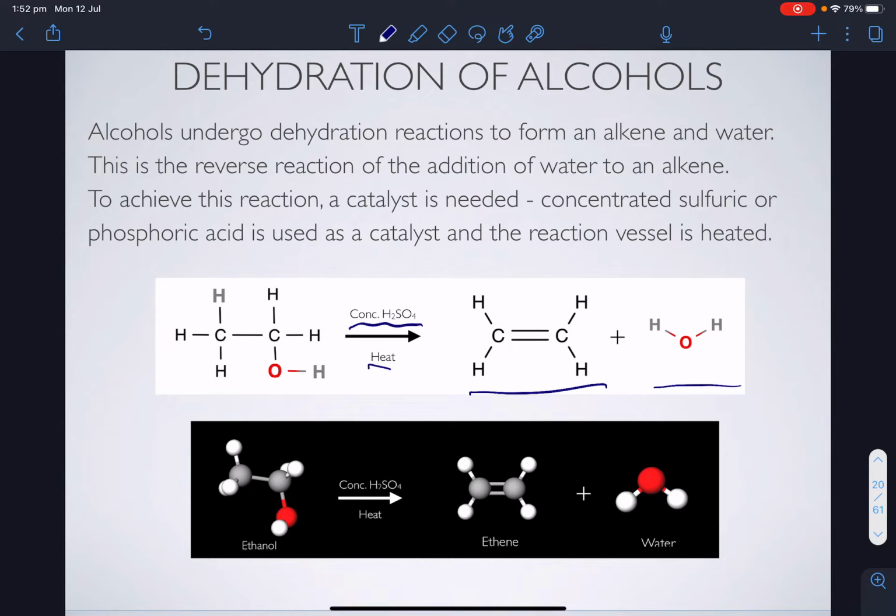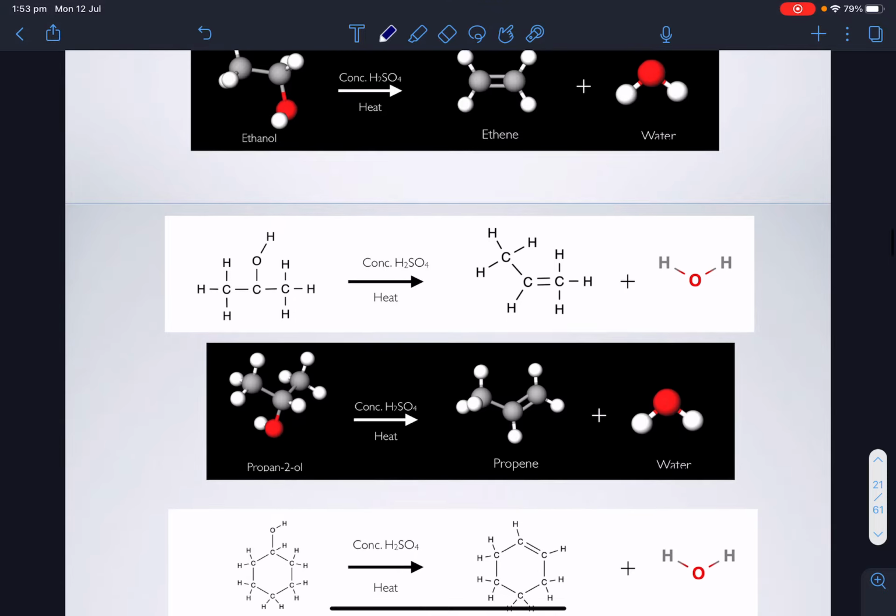So my example that I'm using is I've got ethanol, concentrated sulfuric acid and heat, and the products that I get are ethene and water. And here I've got it in a ball and stick model just underneath as well. So there's a very, very simple dehydration reaction.